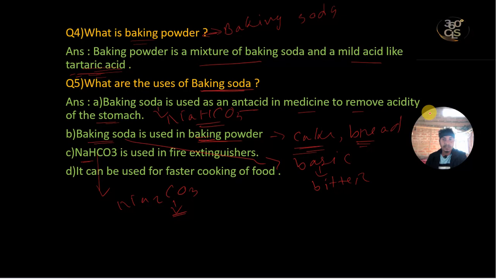The next use is, sodium hydrogen carbonate is used in fire extinguishers. Then the next one is, it can be used for faster cooking of food. So this is all about the uses of baking soda.